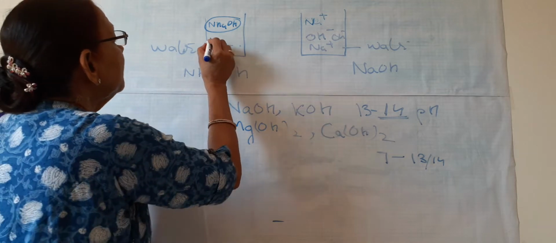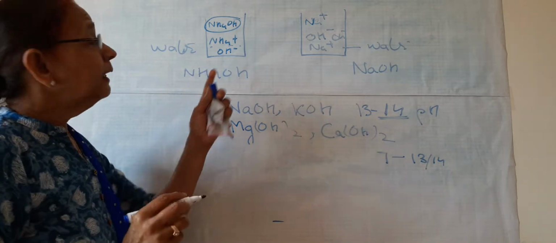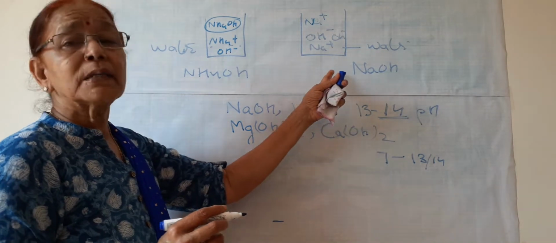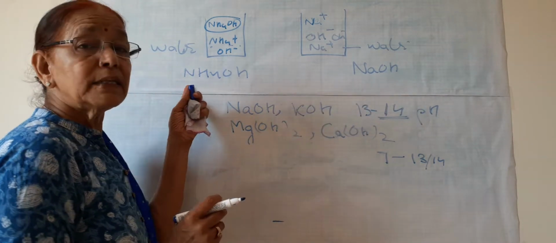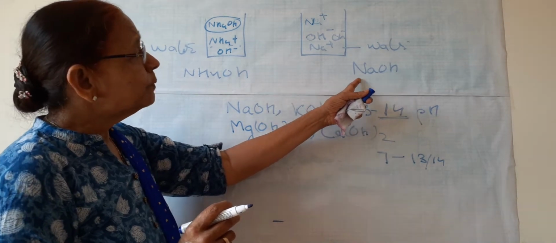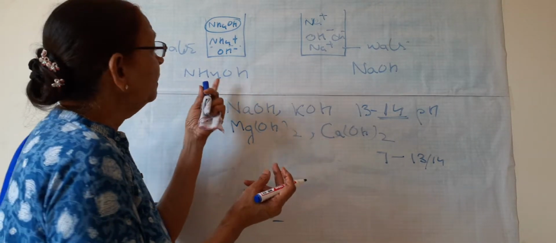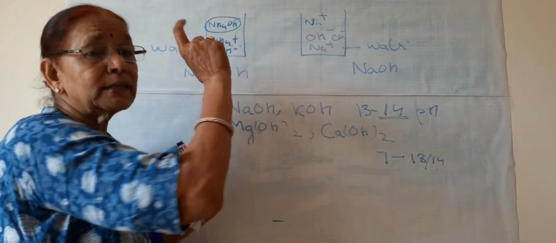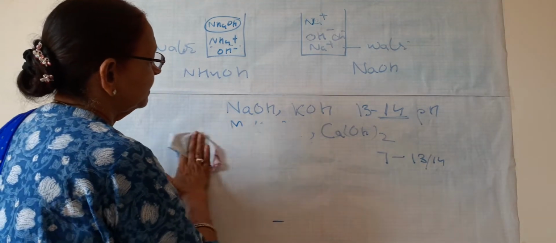They do not dissociate, and some dissociate into ammonium and hydroxyl ions. Less dissociation is here, and more dissociation, or complete dissociation, is here in sodium hydroxide. So this is a weaker base, and this is a strong base whose pH is near 14, and its pH may be somewhere 8-9 because it does not dissociate completely into ions in aqueous solution. So this is what we know about bases.